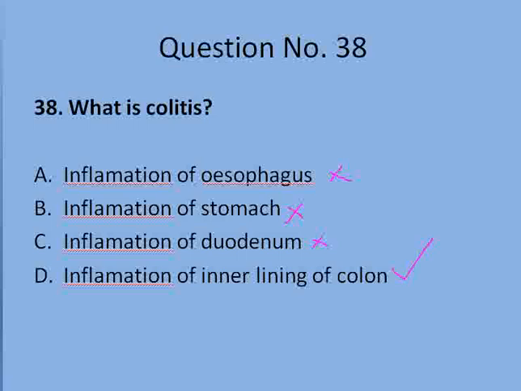So inflammation of the esophagus is called esophagitis. Second one, gastritis, third, duodenitis. The fourth one is colitis. So the correct option for this one is D. So D is the correct option.